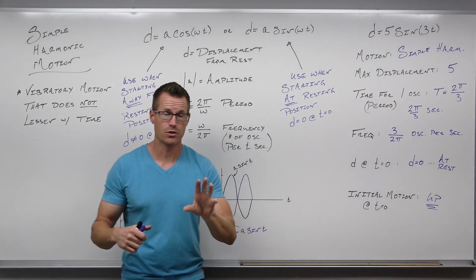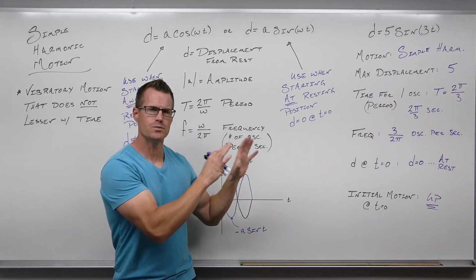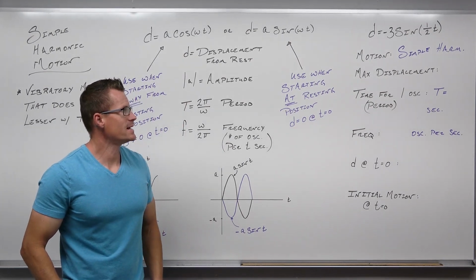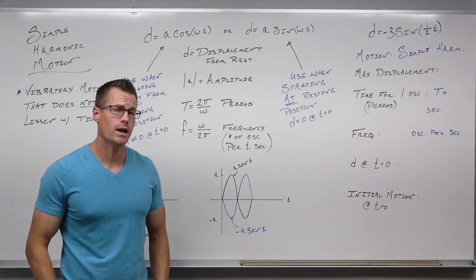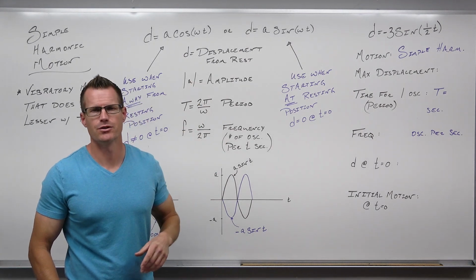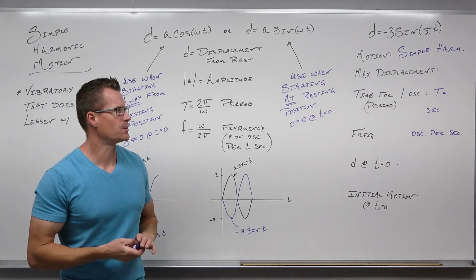So let's come back with 3 more. We'll go through them very quickly, do basically the same thing. Okay, so we've got another one. We've got d is -3 sine 1/2 t. Let's go ahead and answer all of these questions. Let's assume everything is in meters, like we will for the next couple examples.